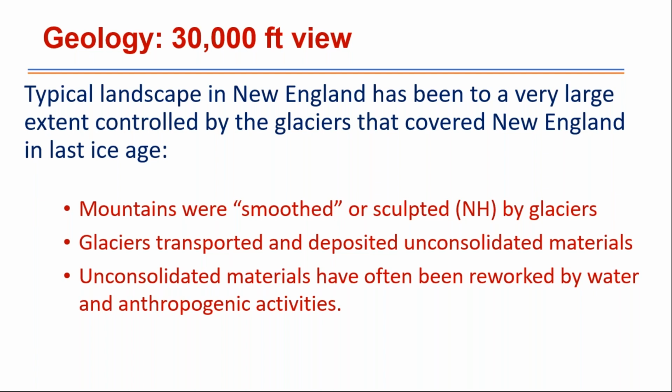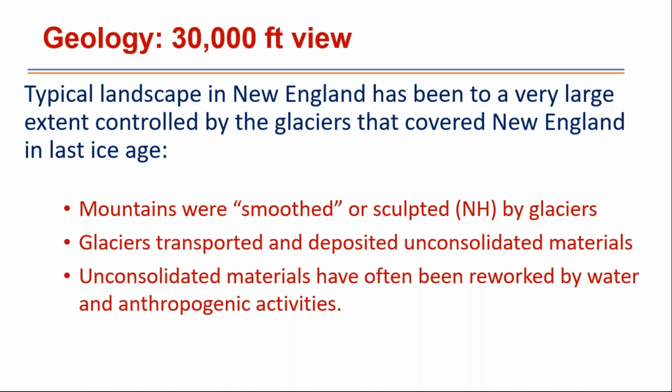Most of the mountains are fairly smooth from the glaciers, although in New Hampshire we have some mountain glaciation, which really sculpted the mountains, so they're more craggy than we have, say, in Vermont or elsewhere. Now, the glaciers transported and deposited huge amounts of unconsolidated materials. They pushed it in front of them. Also, water went to the bottoms of the glaciers, and this moved a huge amount.